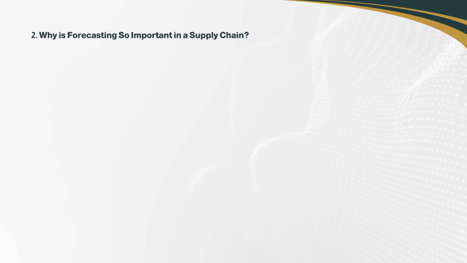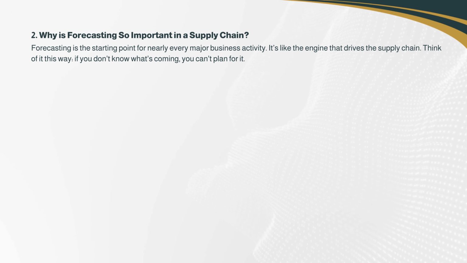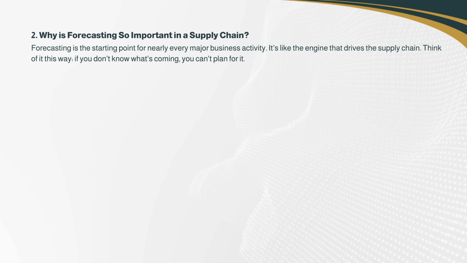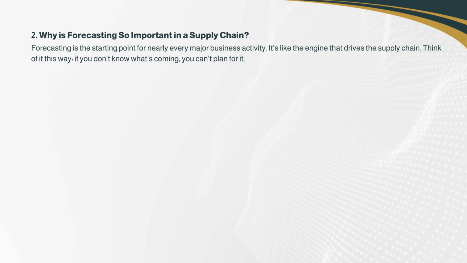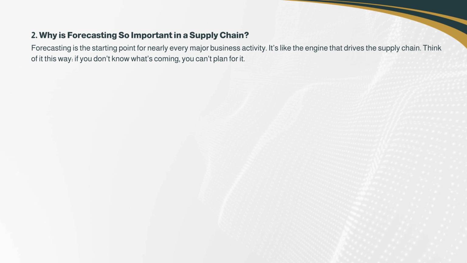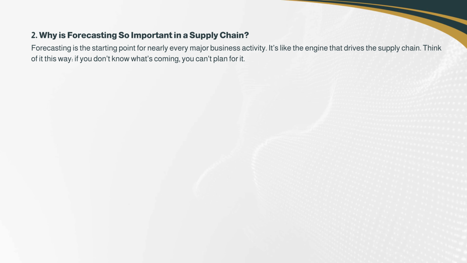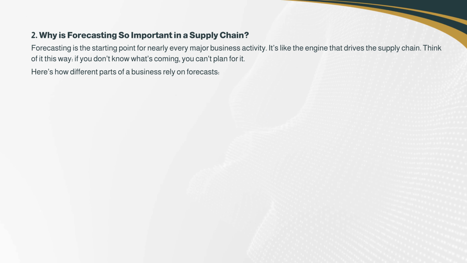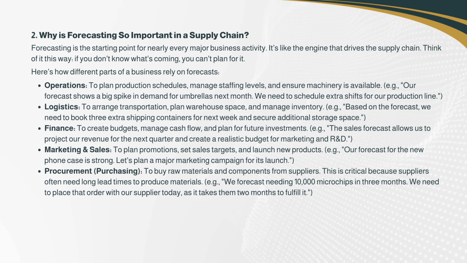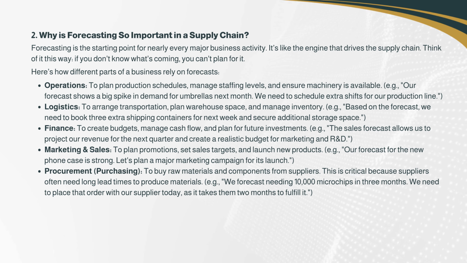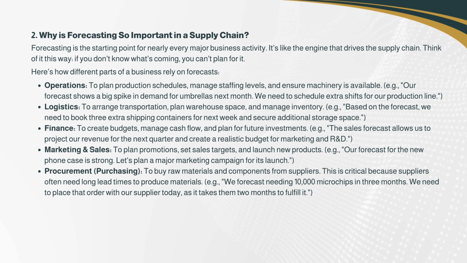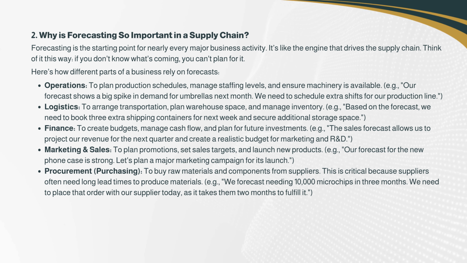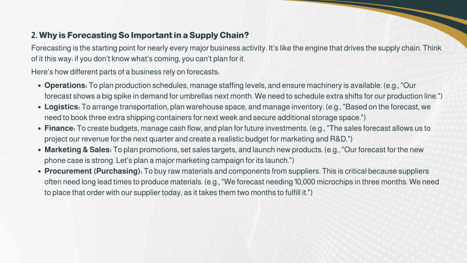2. Why is forecasting so important in a supply chain? Forecasting is the starting point for nearly every major business activity. It's like the engine that drives the supply chain. Think of it this way: if you don't know what's coming, you can't plan for it. Here's how different parts of a business rely on forecasts. Operations, to plan production schedules, manage staffing levels, and ensure machinery is available. E.g., our forecast shows a big spike in demand for umbrellas next month. We need to schedule extra shifts for our production line.